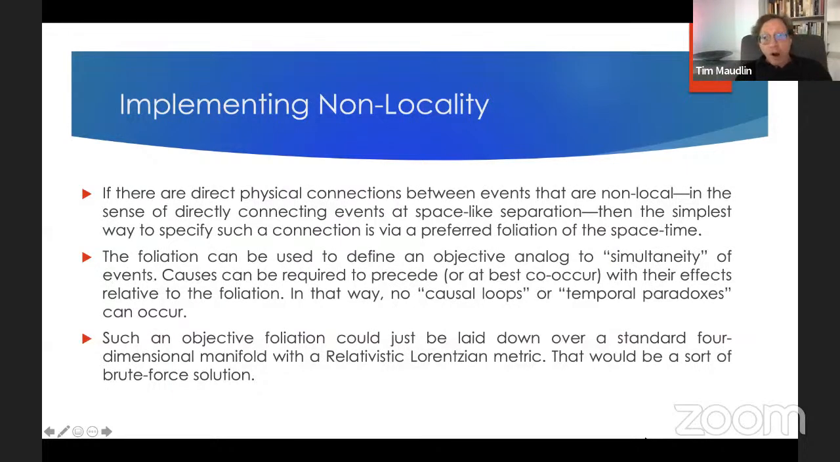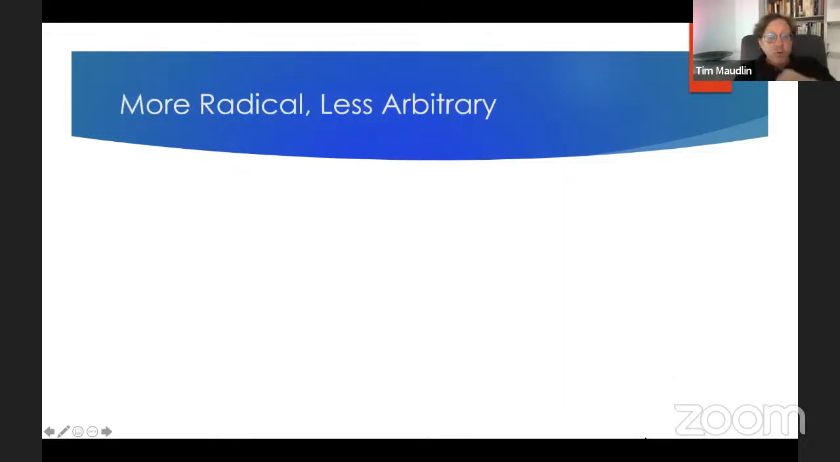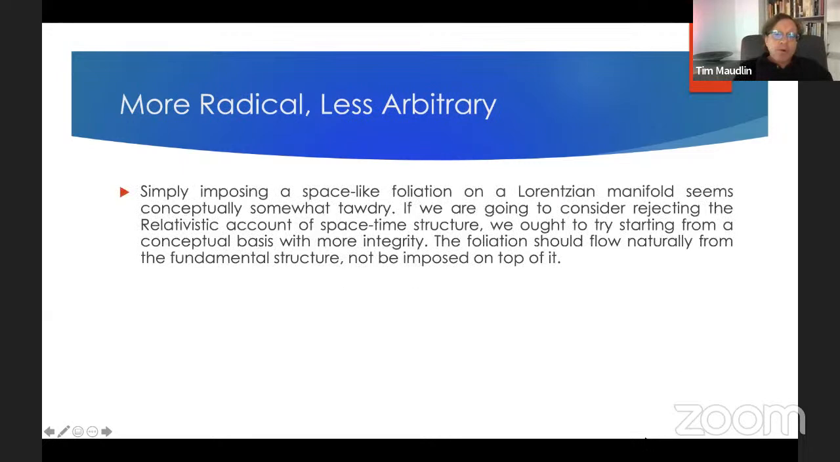But just throwing a foliation down on otherwise arbitrary Lorentzian structure seems kind of brute force and a bit unmotivated. So one thing I've been looking at is something that is much more radical, but much less arbitrary. That is, I'm going to start from a new foundation where this foliation is naturally going to be there from the beginning.